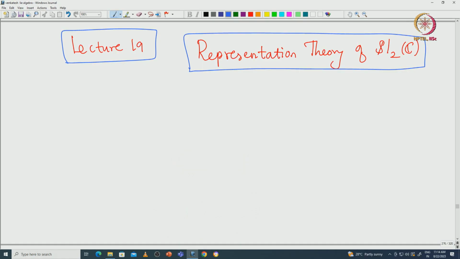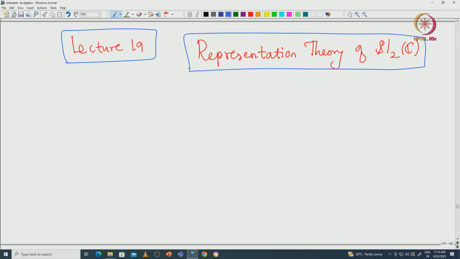Welcome back everyone. In this lecture we will study the finite dimensional representation theory of sl2c. I will begin with classifying finite dimensional irreducible representations of sl2c. Then in the next lecture, since it may not be possible to prove it in this lecture, I will prove the complete reducibility for finite dimensional representations of sl2c. So, let us start. We are only interested in finite dimensional representations.